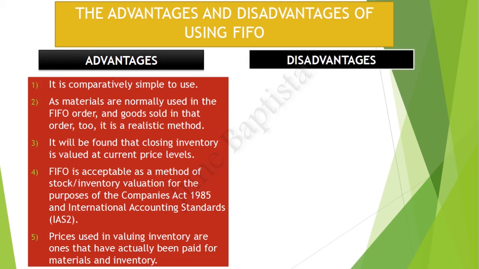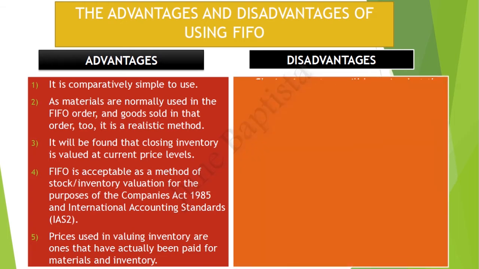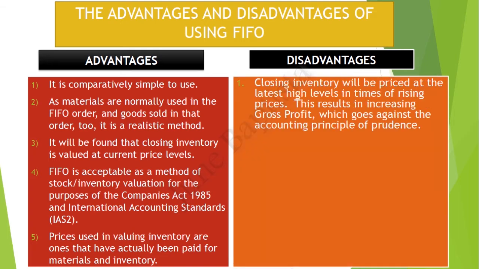So what are the disadvantages? 1. Closing inventory will be priced at the latest high levels in times of rising prices. This results in increasing gross profit, which goes against the accounting principle of prudence.